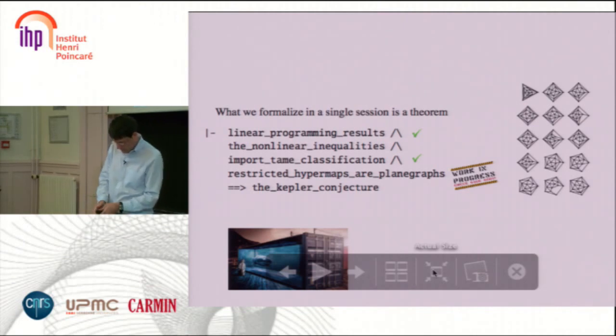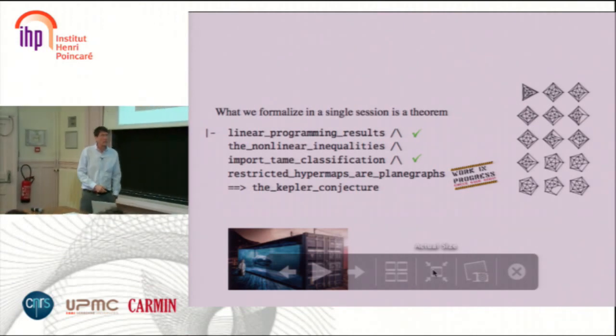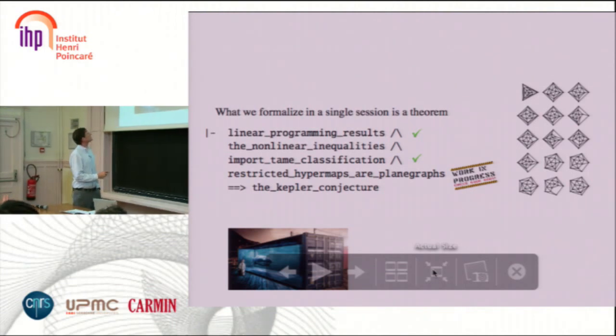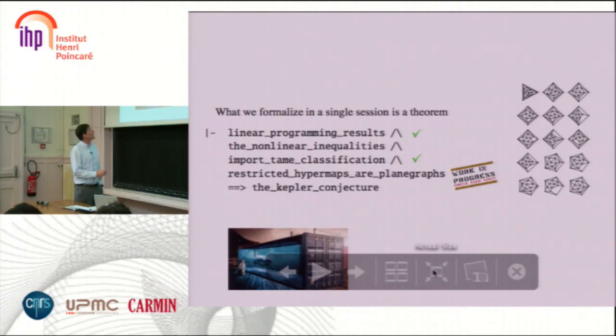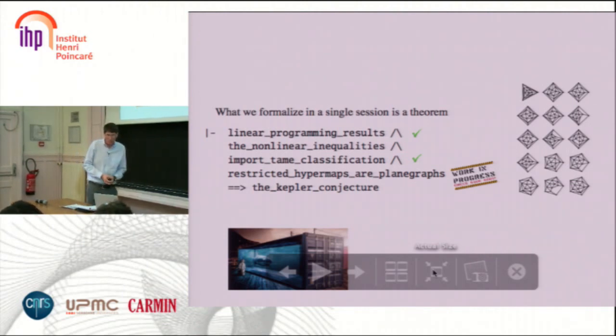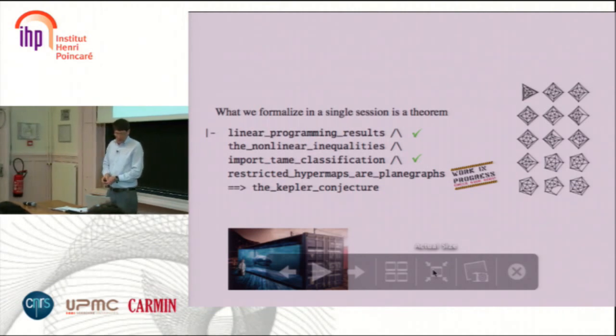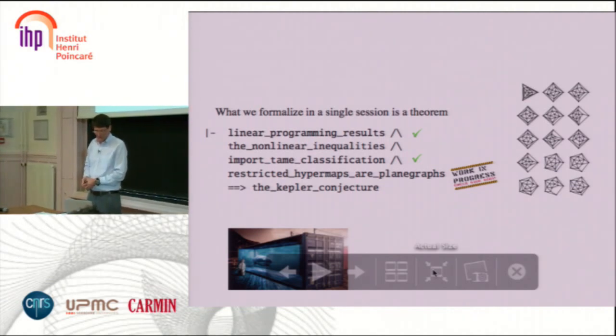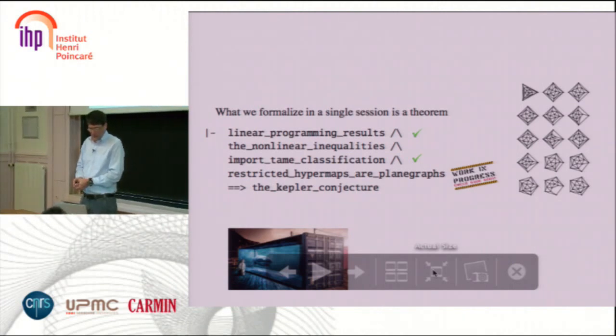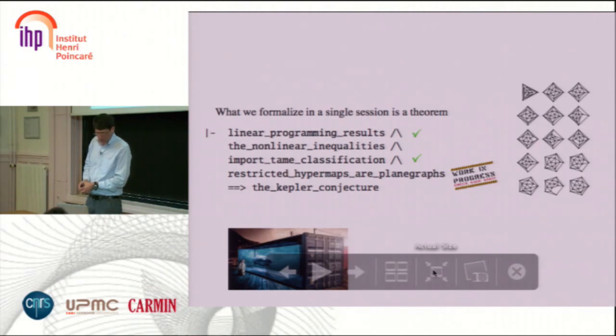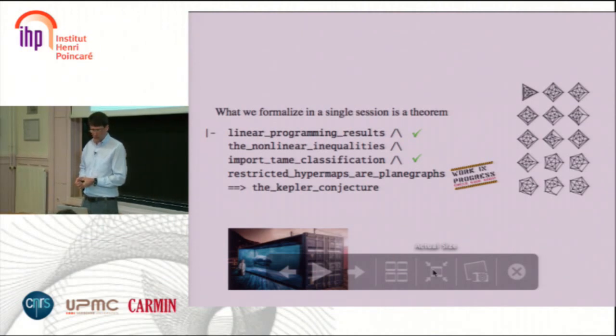So this, let me show you where we are. The project's not complete. We're getting close. So this is what we formalize in a single session. We've got 4 assumptions here still, unfortunately. Linear programming results, the nonlinear inequalities, import tame classification, restricted hypermaps or plane graphs, and then we have the proof of the Kepler conjecture. So the first 3 assumptions roughly correspond to the 3 big bodies of computer code that appear in the original 1998 proof. This 4th assumption is just, well, that's work in progress.